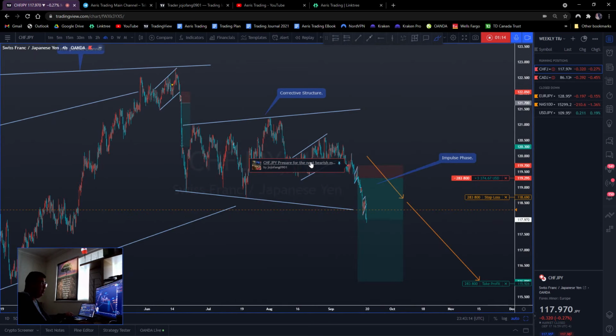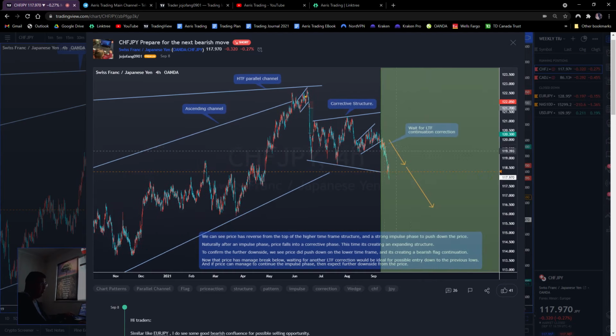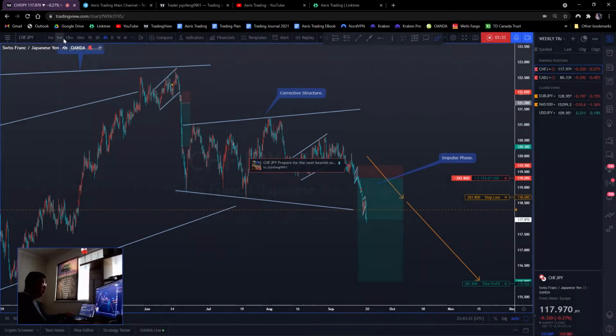Now, if we dig a little bit deeper into the lower time frame here, we can see that after price initially pushed down and started forming into this kind of corrected expanding structure, we have a few swing highs and a few swing lows. We have a push down followed by a continuation correction, so basically looking for a bearish continuation on the lower time frame, and that was my entry here on the lower time frame.